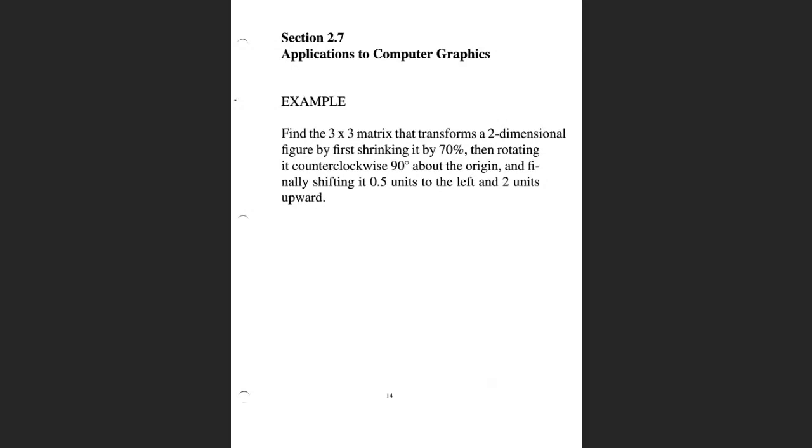Okay, let you copy this example down, okay? Take a moment.